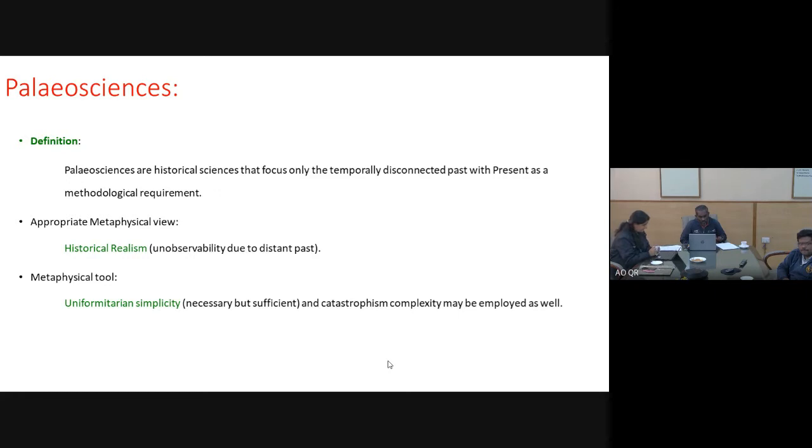For example, given a complex situation, we prefer the simple situation. That's what simplicity is. Now I combine uniformitarianism and simplicity. Of course, it is necessary but not sufficient, because sometimes we deal with extreme events. Extreme events cannot, by definition, be uniformitarian. So it is actually catastrophism. And also it is very highly complex material. We are dealing with complex processes. So catastrophism and complexity may be employed as well, but only when we are exhausted with the uniformity and simplicity principle, then we can take up catastrophism and complexity to explain the geological or paleoscientific process we study.